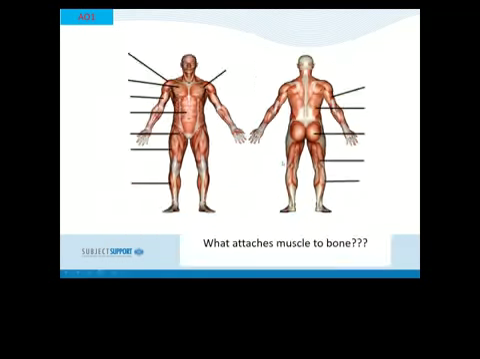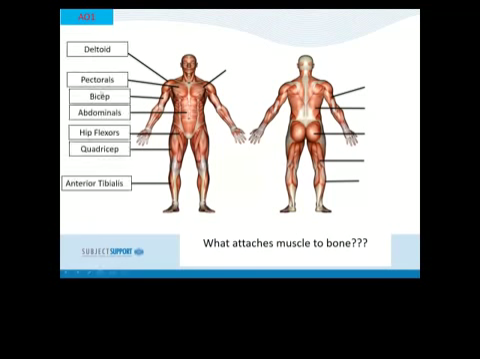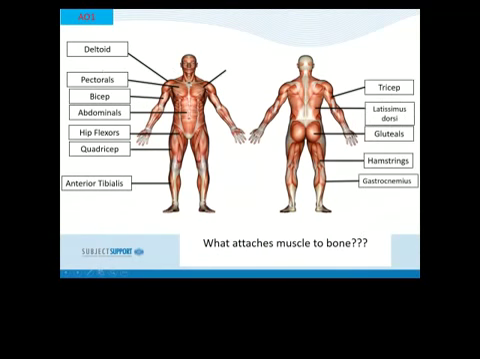Hopefully, and I'll pose that question at the bottom, what attaches muscle to bone? We'll have a quick discussion about that as we go. But hopefully on the left-hand side, you've got the deltoids, the pectorals, bicep, abdominals, hip flexors, quadriceps, and anterior tibialis. And make sure that you've got that at the front. On the right-hand side, the triceps, latissimus dorsi, gluteals, hamstring, and gastrocnemius. Spelt gastrocnemius, if that's how you need to remember it. And then just the last one to add is the rotator cuff.